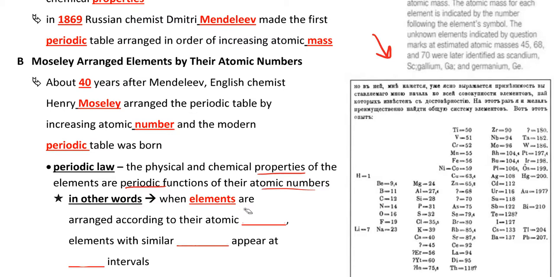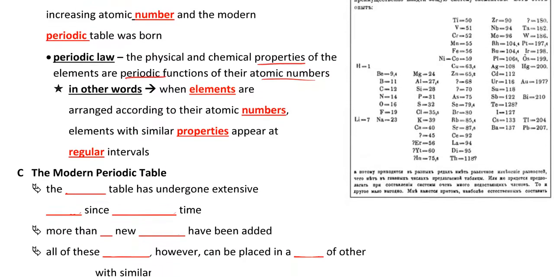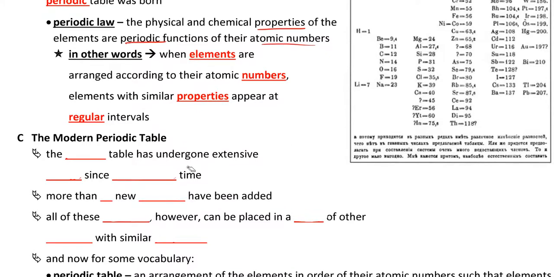Put this in a different way: when elements are arranged according to their atomic numbers, elements with similar properties will appear at regular intervals. If we arrange the elements in order of their atomic number, we begin to see a pattern emerge where elements with similar properties appear at regular, predictable intervals. That is actually how our modern day periodic table is constructed. So let's take a look at the modern periodic table and start talking about it.